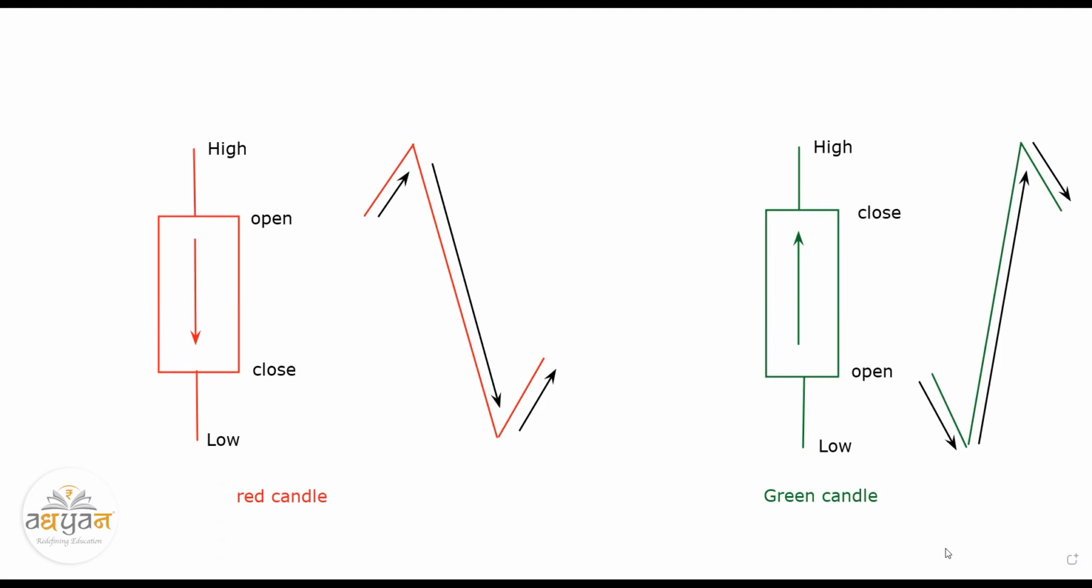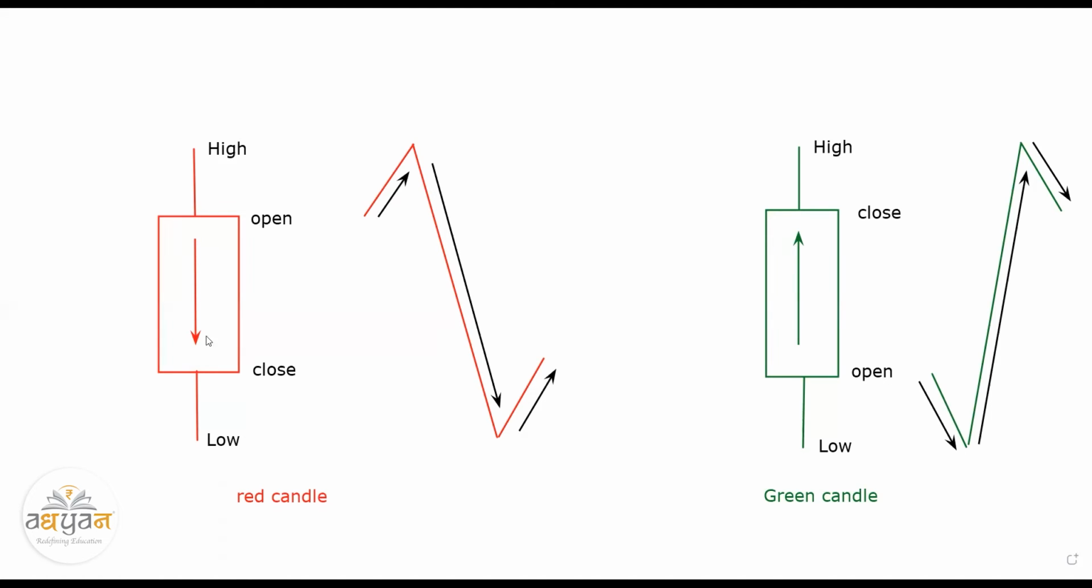There are two types of candlesticks that you can see here. One is the red candle and the second one is the green candle. Let's understand what the red candle is all about and what the green candle is all about. Now before we get into the candlesticks, let's understand how a candlestick looks.